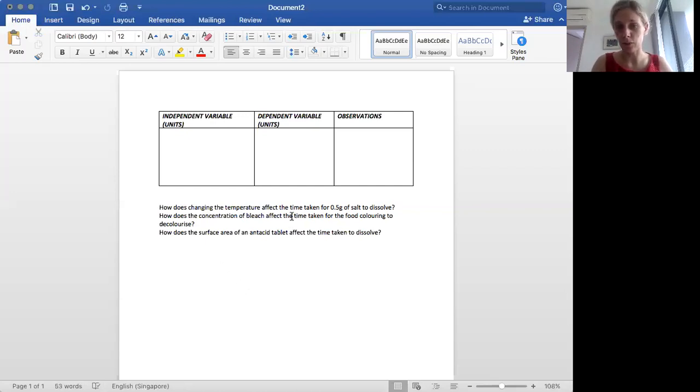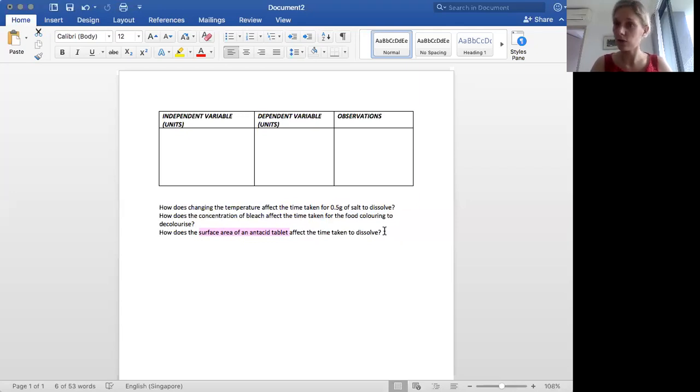And then obviously we have time taken for food coloring to decolorize. Remember, the whole dependent variable has to be in there, not just time. It's going to be seconds again. And then our last one, our independent variable, is surface area of an antacid tablet, the whole thing, not just surface area. And again, time taken to dissolve would be our whole dependent variable.